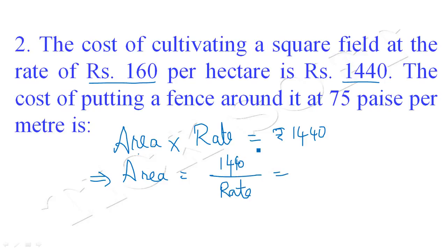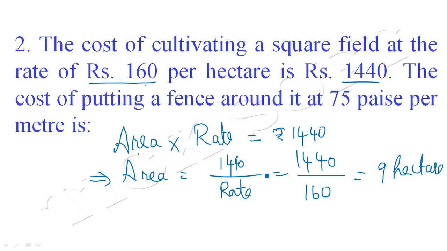What is the rate here? The rate here is 160. So we have 1440 divided by 160. If we divide these two values, we get 9, that is, the area of the square field is 9 hectares, because they have given the rate as rupees 160 per hectare. Therefore we get the area in hectares.